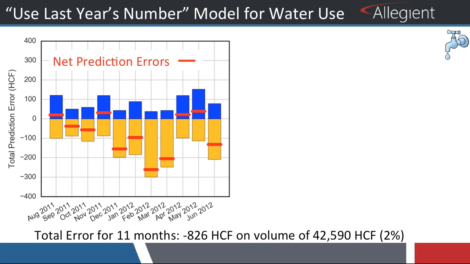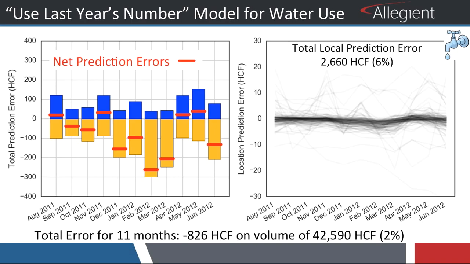I'm only off by 2% of my total. My predictions are fairly close, within 2%, using this very simple last year's number model. I can also look at the total local prediction error.